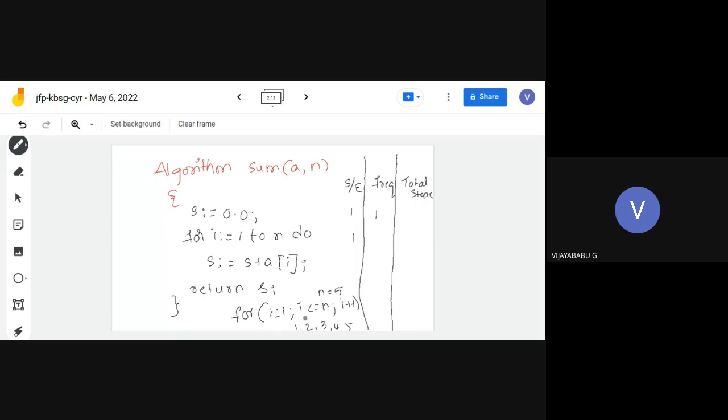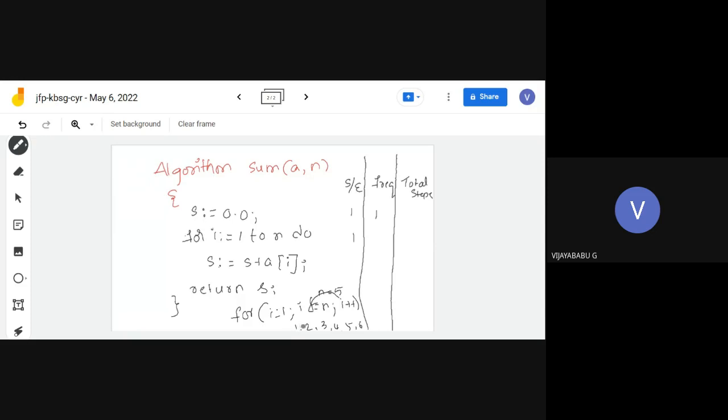So whenever the test condition is checked, 5 less than or equal to 5, yes, it is satisfied, and again i will be incremented. Now it is going to come again and check whether it is satisfied or not. Here it is not going to be satisfied, then we will come out of this for loop.